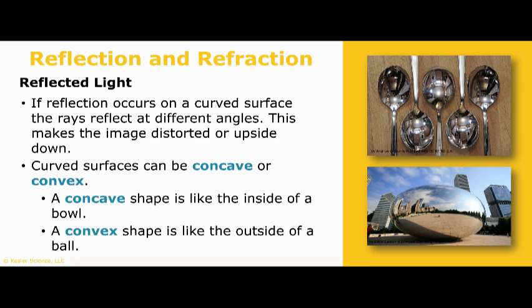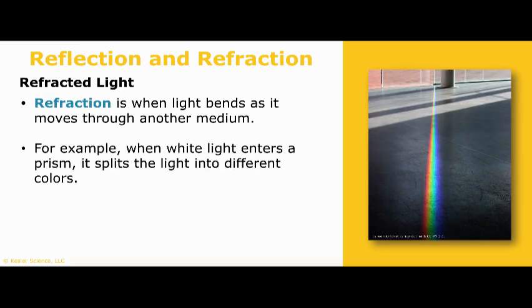Whereas the convex shape is like the outside of a ball. So it's round on a couple different sides. Okay, so that's convex. Concave, I think of something caving inward. Then convex, there's only two words, so I just think if I can get concave, I know what convex means.